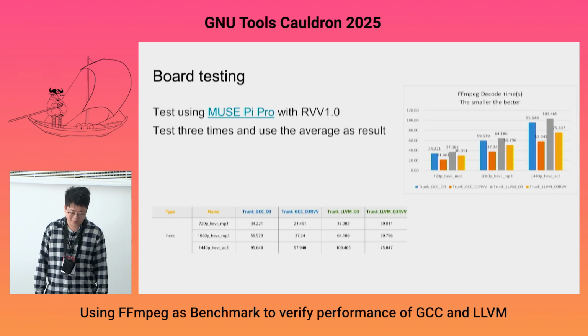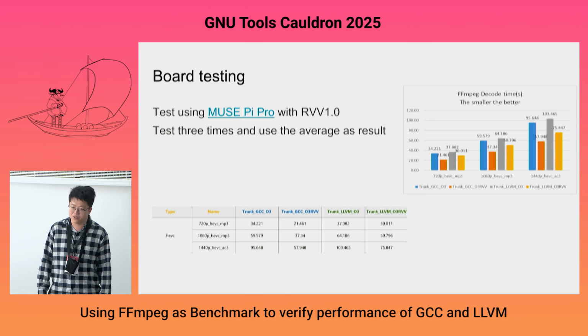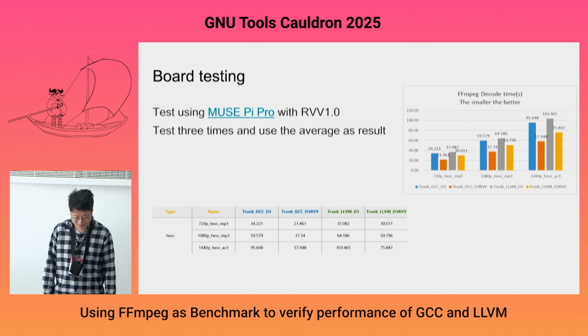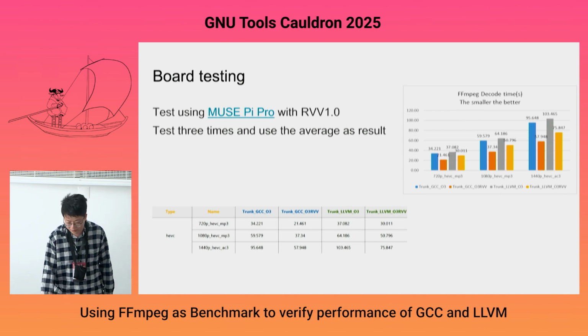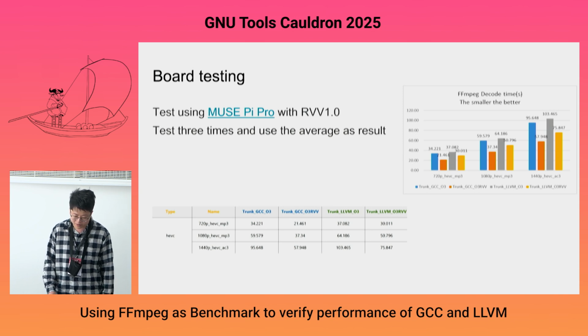We're testing on the Muse Pi Pro with the K1 core that supports RISC-V vector extension version 1.0. We test 3 times and use the average as a result. It's reproducible and fair. Here, the chart shows the result, and we record the rtime to compare.